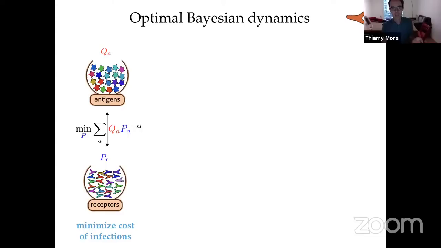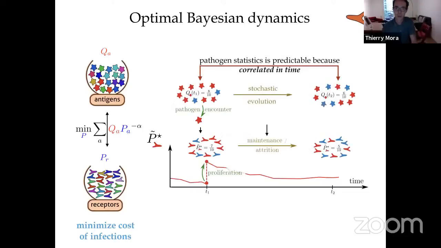So it's a decision problem. And the implication of this is that the distribution of receptors, which are specific to each pathogen, should be optimally matched to the distribution of the pathogens themselves, right? So you can cast this into a Bayesian decision dynamics process. And this is how it goes.